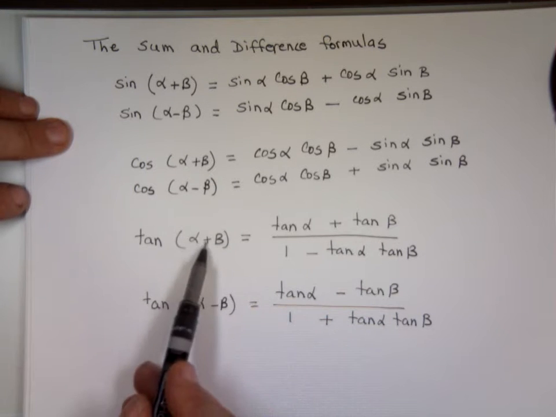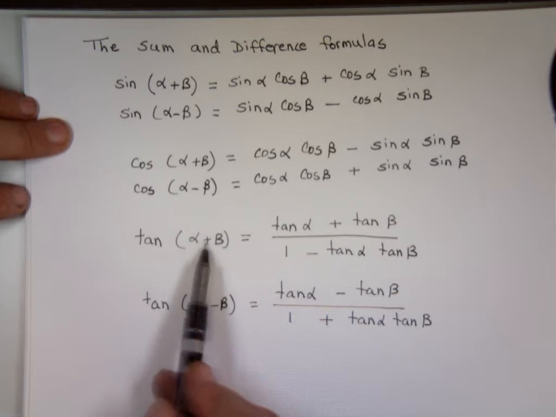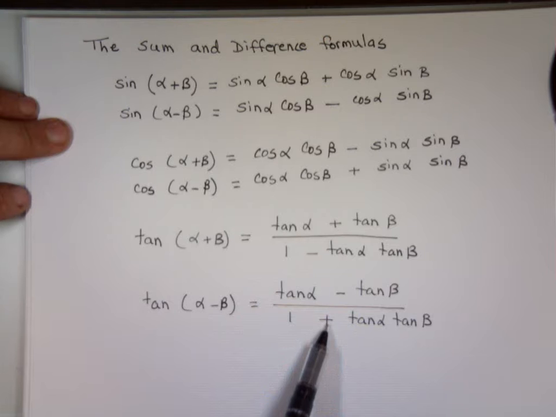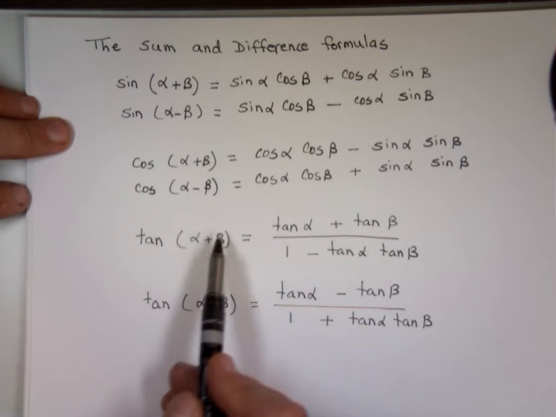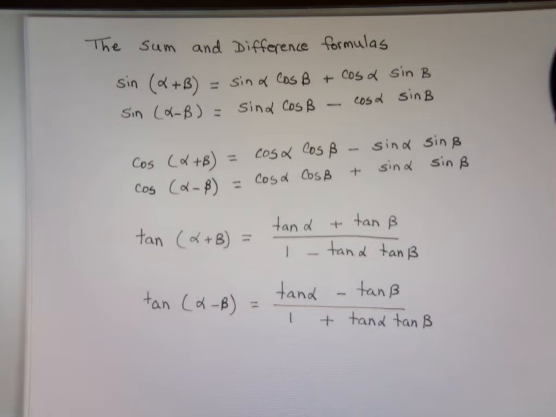So for the tangent, the top is always matching, the bottom sign is always the opposite. When it's plus, you get a minus. When it's minus, you get a plus on the bottom. On the top, it's always a match. When it's a plus, that's a plus. When it's a minus, that's a minus.